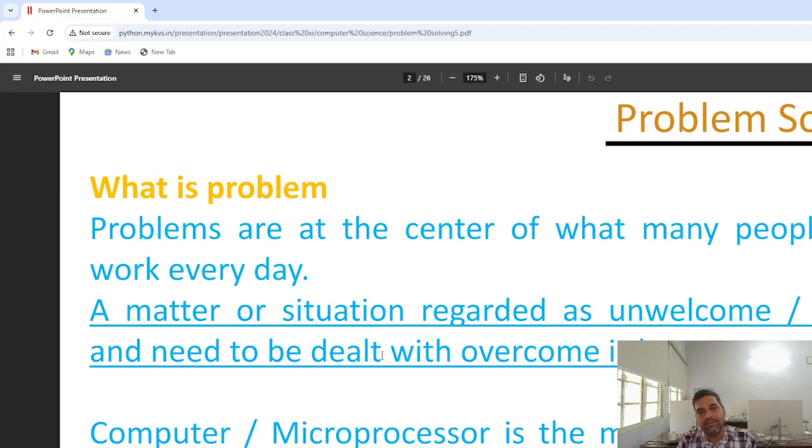So students, problems are at the center of what many people do at work every day. A matter or situation regarded as unwelcome, harmful and needing to be dealt with and overcome is known as a problem. So a problem can be a matter, and a problem can be a situation, which is unwelcome, which is harmful, and which you need to deal with and overcome. You want to come out of that situation, and such a situation is known as a problem.